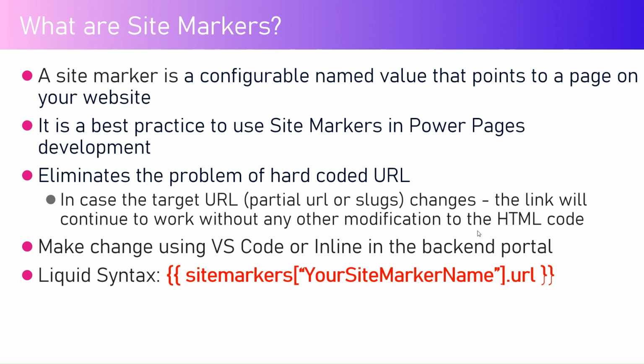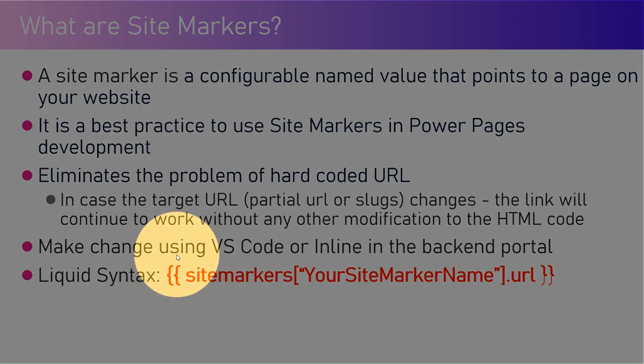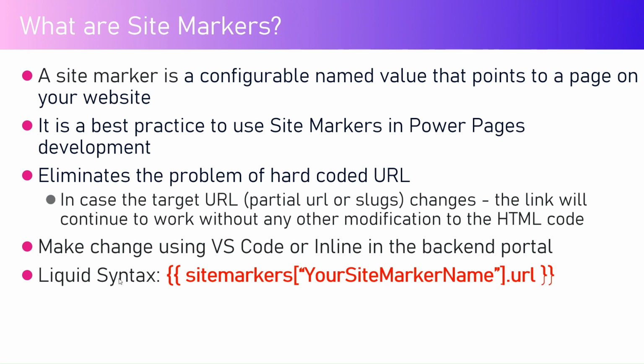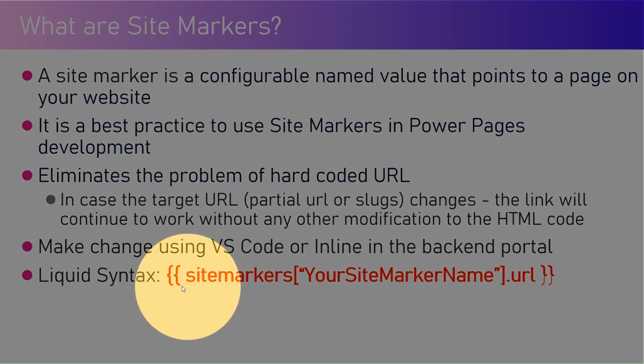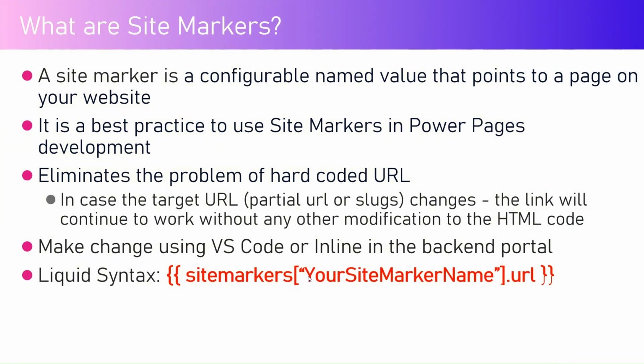You can make the change using VS Code or inline in the backend portal. Now, you need to make use of something called Liquid syntax to make it work. The Liquid syntax is two curly brackets, then site markers, then the name of your site marker, then dot URL, and then you close the curly braces. Now, let me show it to you in a live demo.